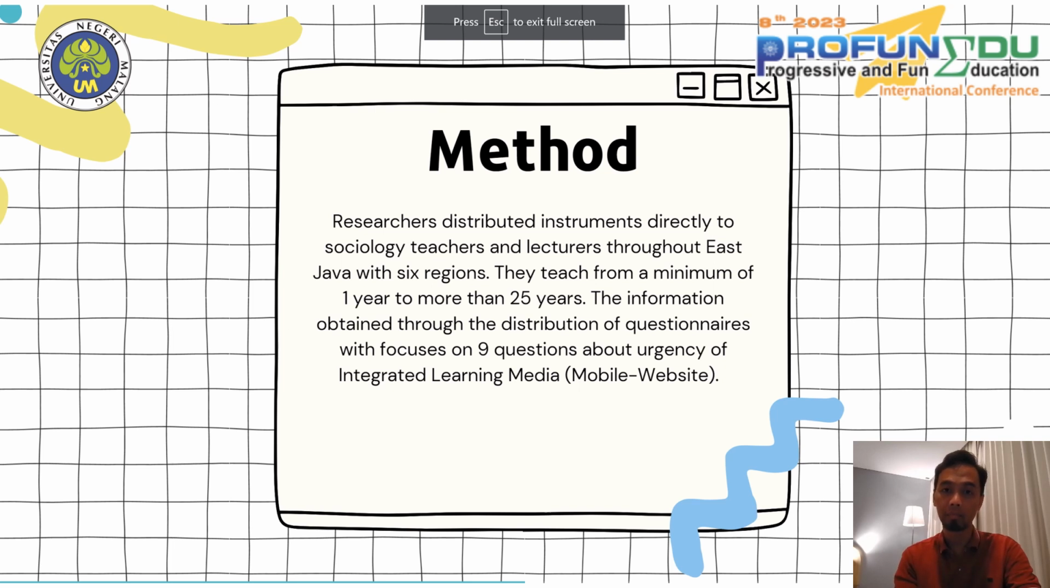And five is about assessing sociology learning application, both online or offline. And the sixth question is about supporting tools for sociology learning material. And seven, choosing the right platform to support sociology learning application. Eight, about a feature needed. And then the last is about learning activities required. We asked the lecturers and teachers in 6 regions in East Java.